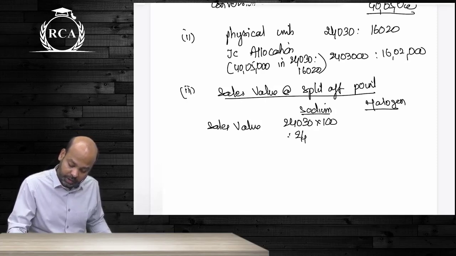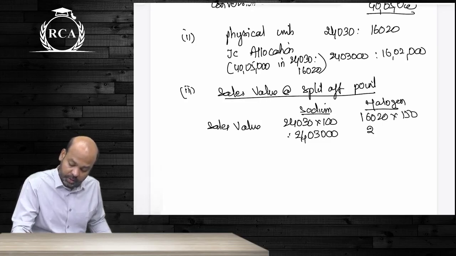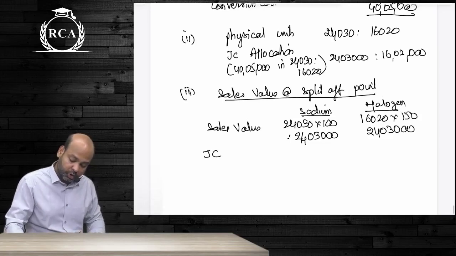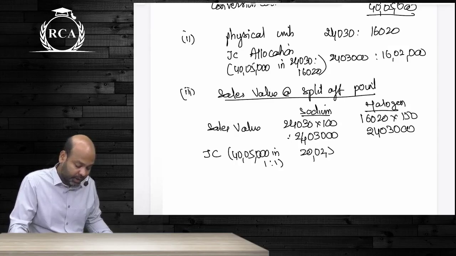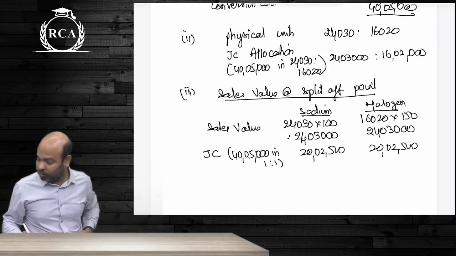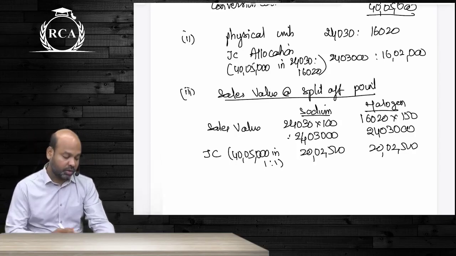Sorry, 24 lakhs 3,000. And this one, beta, is 1620 into 150, which will also come to the same amount. 24 lakhs 3,000. Therefore, joint cost allocation, beta, of 40 lakhs 5,000 will be in the ratio of 1:1. 20 lakh 2,500. We are done with the third bit also. Joint cost allocation, beta, would be 20 lakh 2,500.